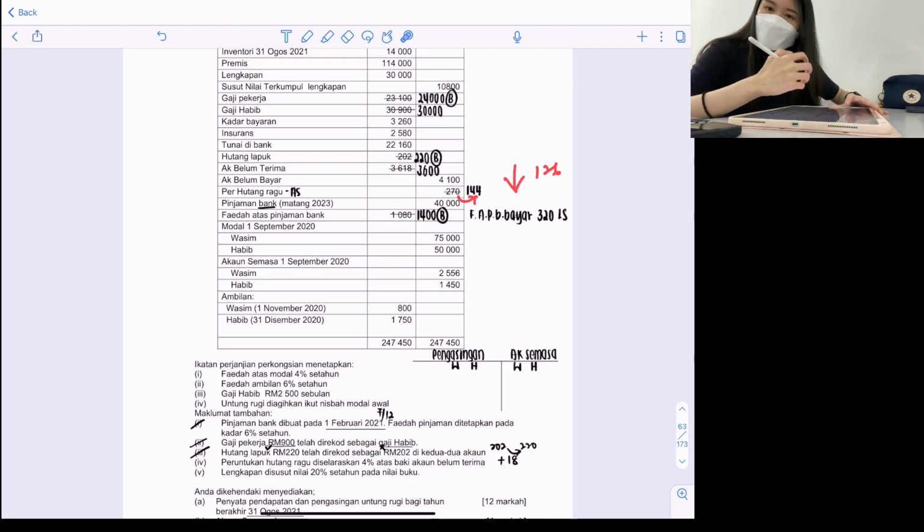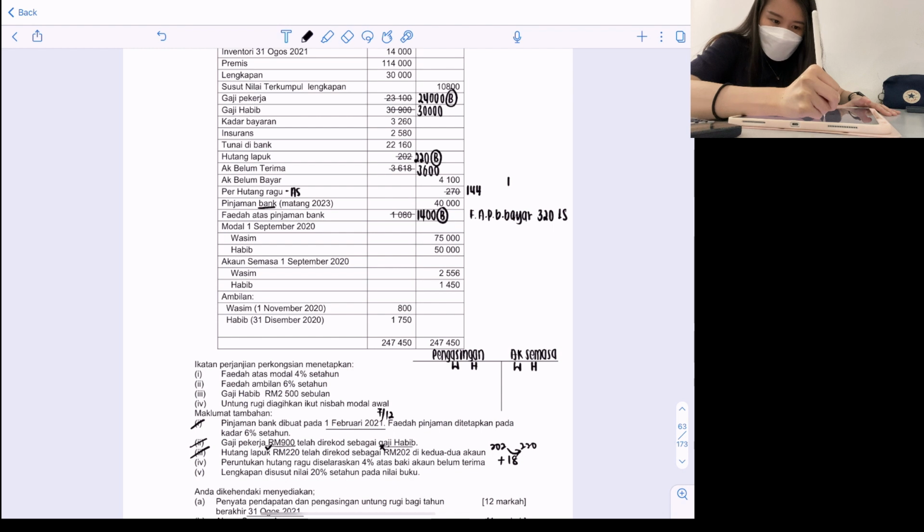So what I would usually put is a hutang ragu. So see where you want to put it. I would put it right beside hasil symbol.